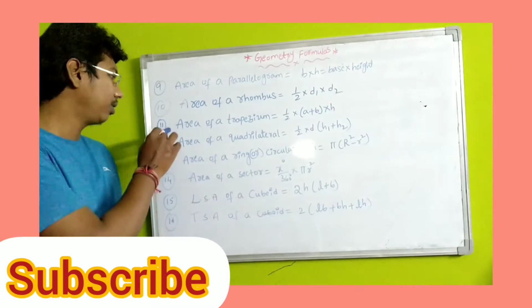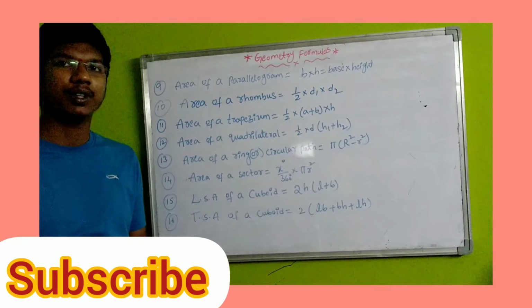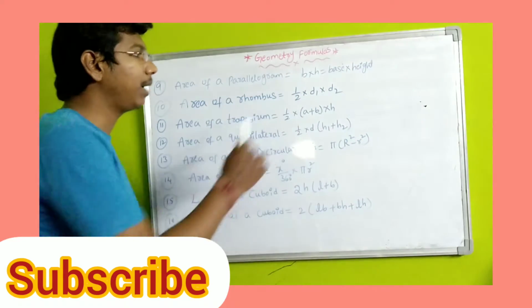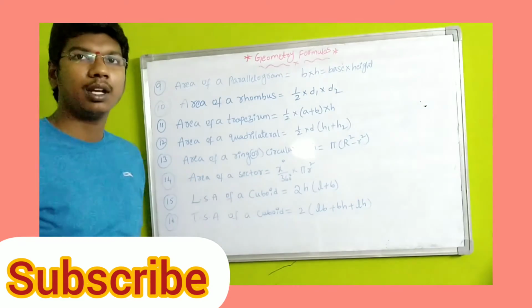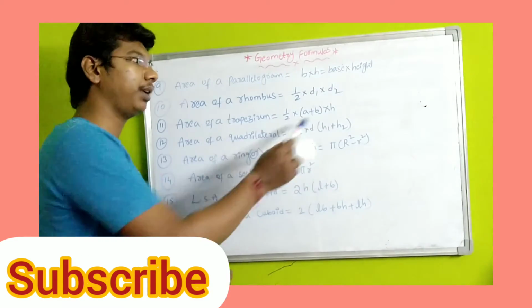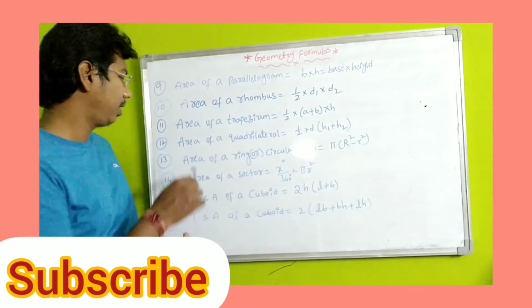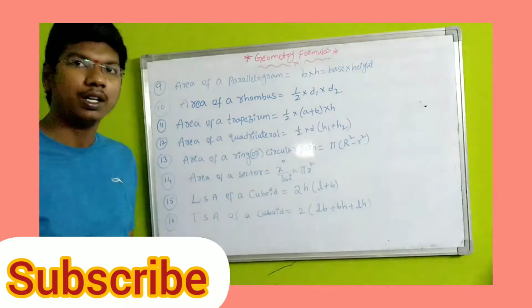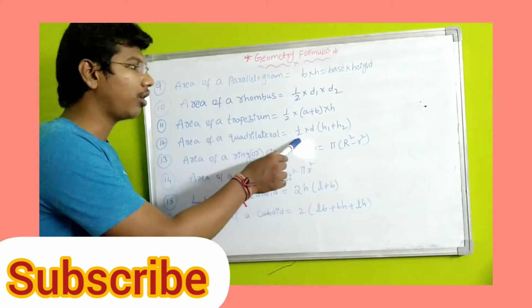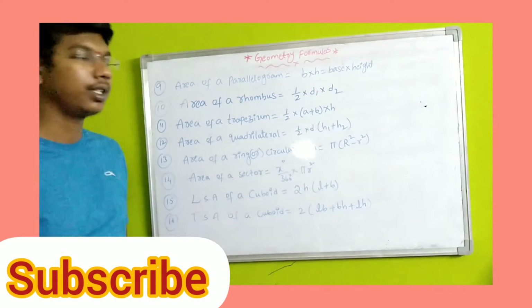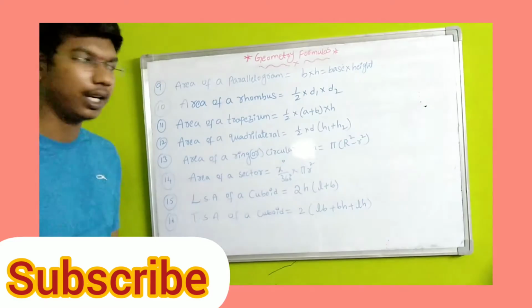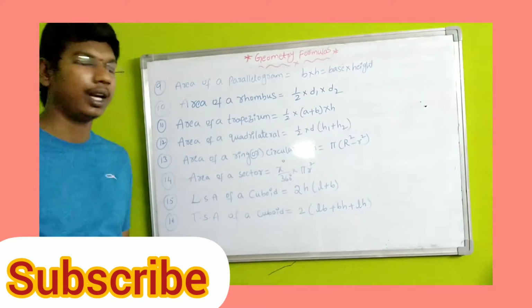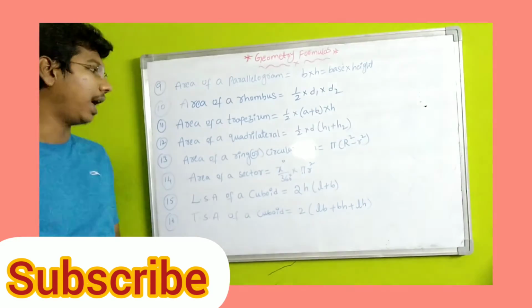Okay, 11th one is area of a trapezium. Area of a trapezium formula is half into (A plus B) into H. Here A and B are the sides of a trapezium, and H is equal to height. Next, 12th one is area of a quadrilateral. Area of a quadrilateral formula is half into D into (H1 plus H2). Here D is equal to diagonal, and H1 and H2 are nothing but heights.